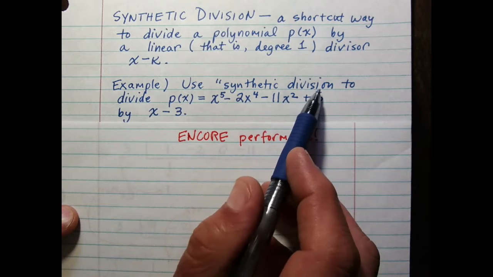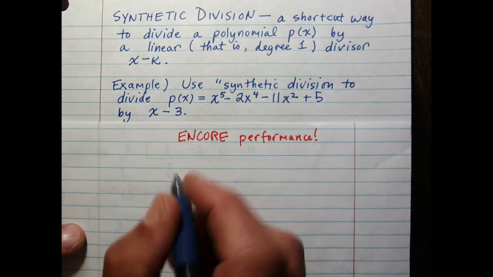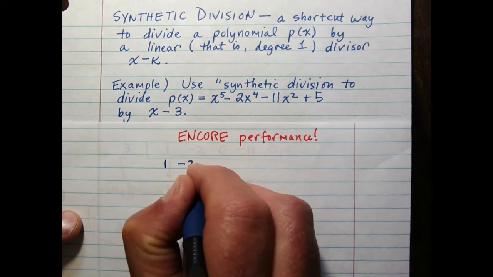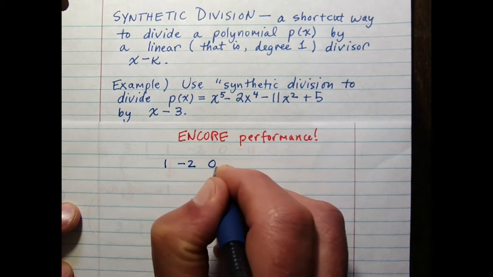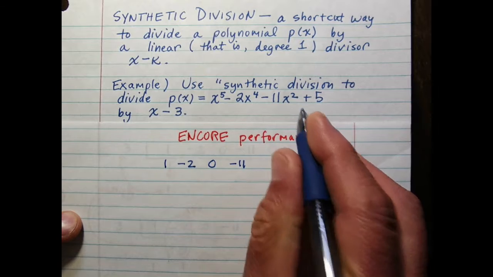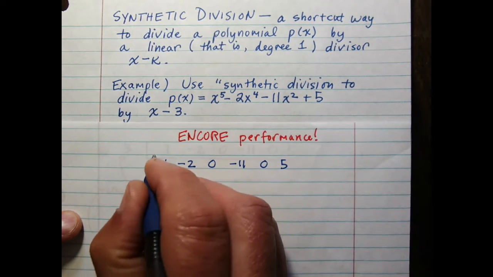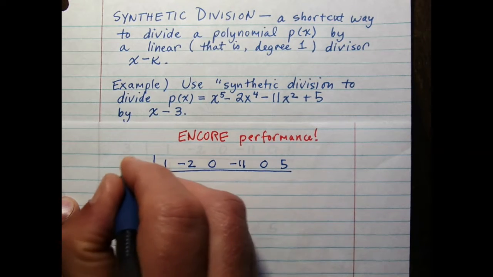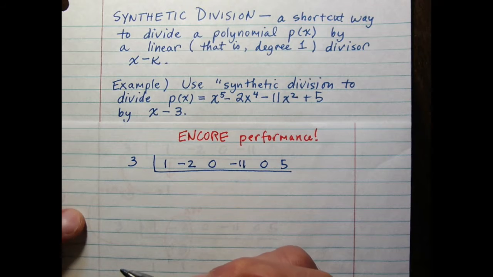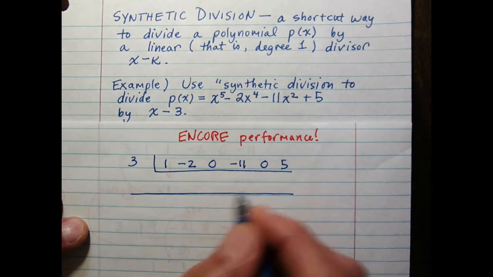We're going to use synthetic division to divide this polynomial by x minus 3. So we write the coefficients of p of x: 1, negative 2, 0. We need to know when to put in 0. 0x cubed, minus 11, 0x to the first, and then constant 5. We write a 3 when we're dividing by x minus 3. And here, I leave a space and draw a line.